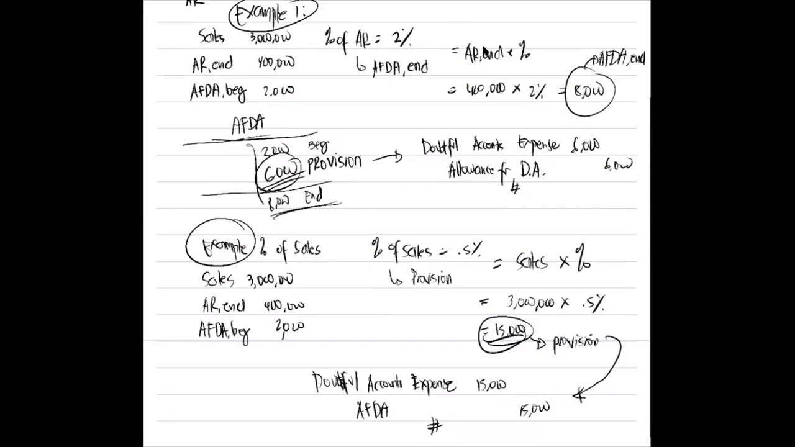You already learned the general types of adjusting entries. We have your deferrals and accruals. We also learned about your special types, such as your supplies, your depreciation, your interest, and your doubtful accounts. Okay, thank you.